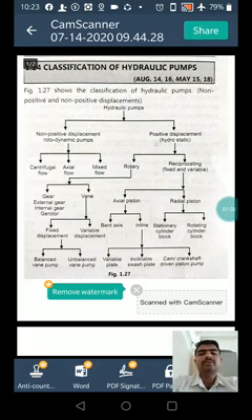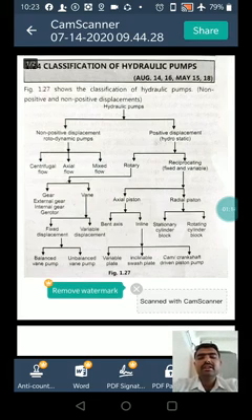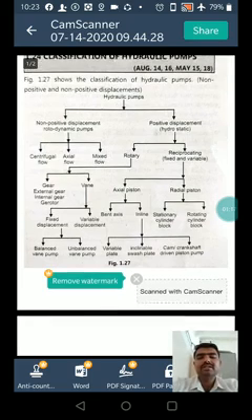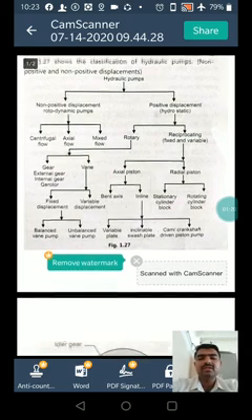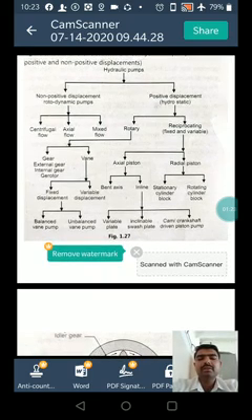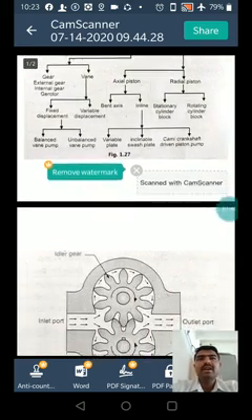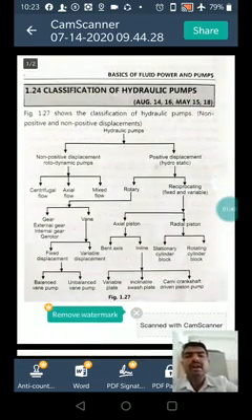Then in reciprocating there are the axial piston and the radial piston. In axial piston there is the bent axial and the inline axial. In inline axial there is a variable plate and an inclinable swash plate. The third one is the cam or crankshaft driven piston pump. In reciprocating there is also the radial piston. In radial piston there is a stationary cylinder block or rotary cylinder block. This is how we have seen the classification of hydraulic pumps.